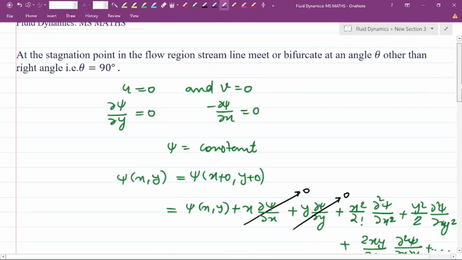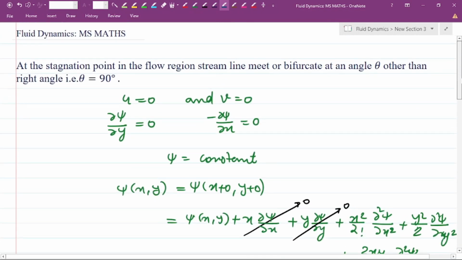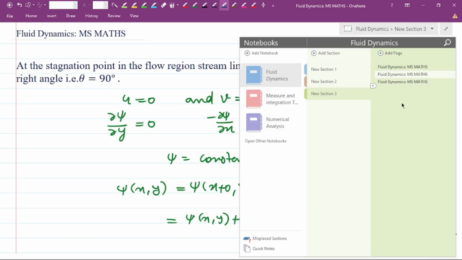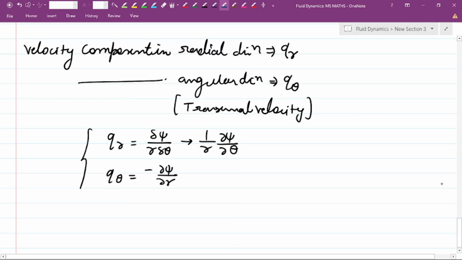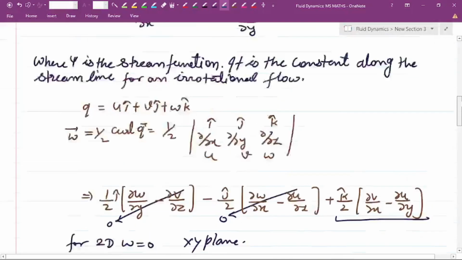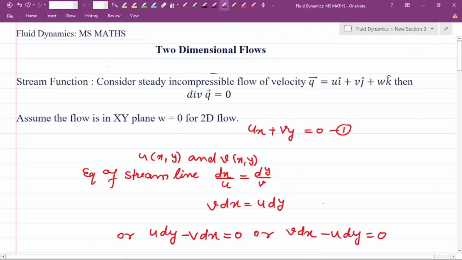So this is all about a particular case at the stagnant point where the velocities are 0 and psi is a constant function. So I hope you are getting this concept and you understand the theorem and the 2D flow, in which we have discussed the relation in the Cartesian coordinate as well as the polar coordinate system. So this is all about the two-dimensional stream function.